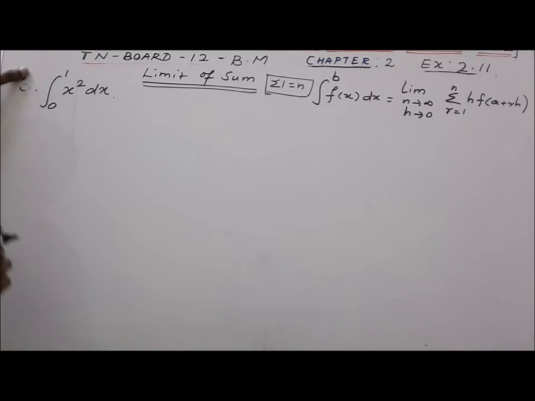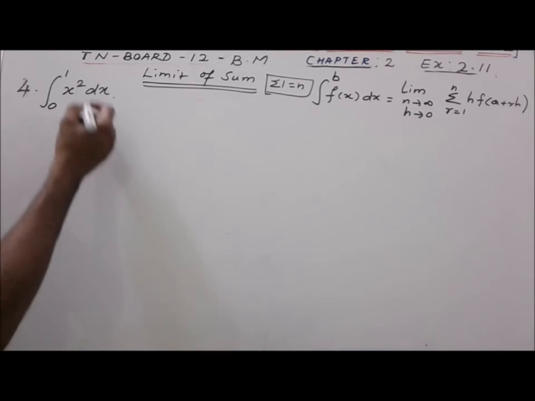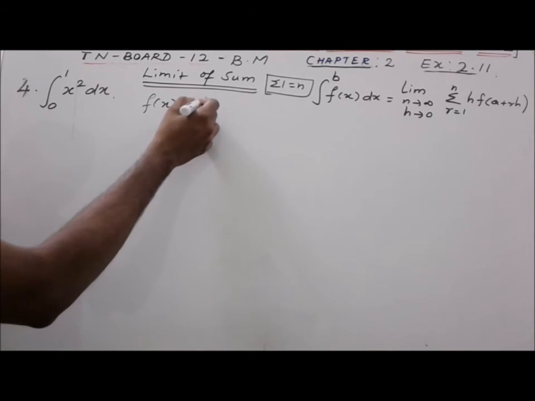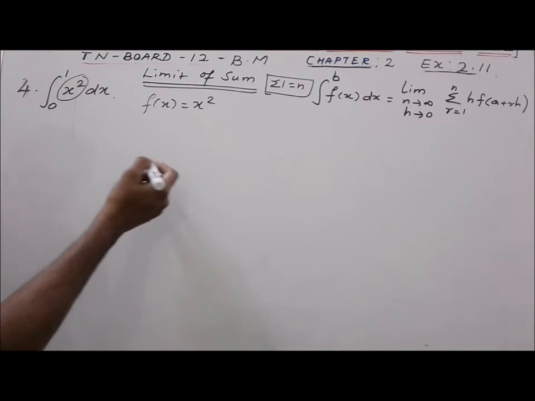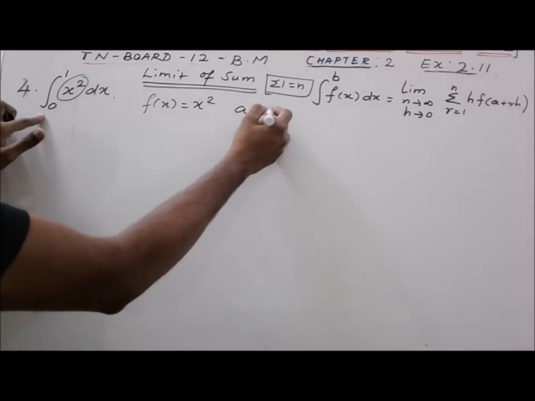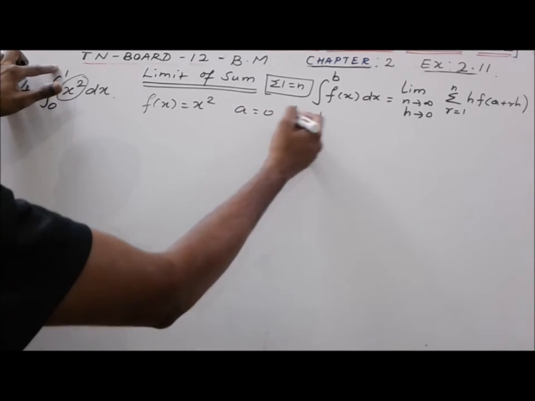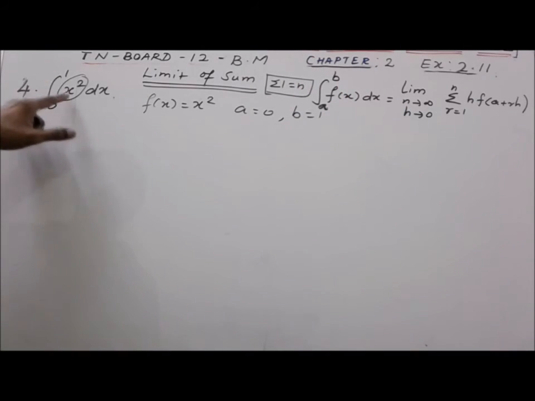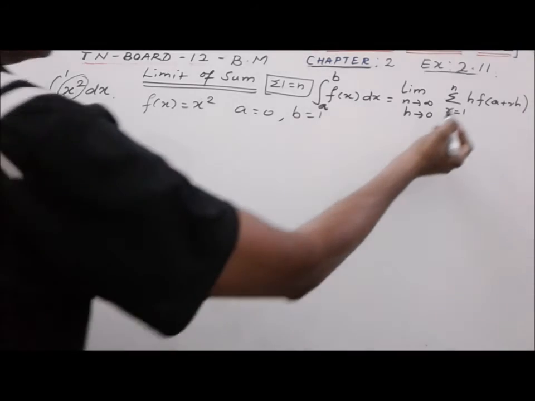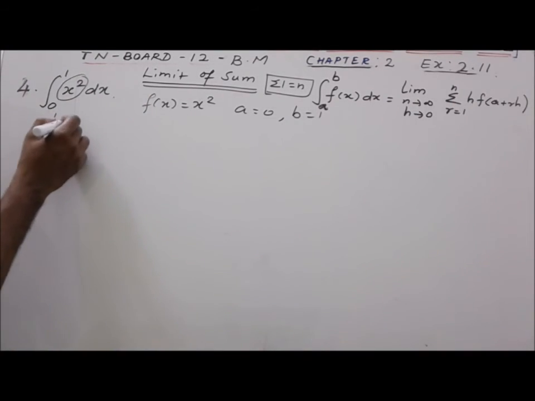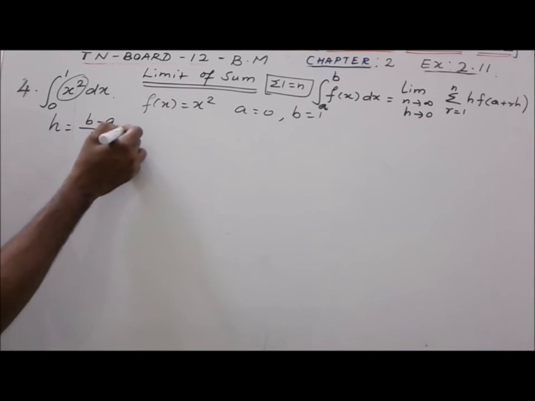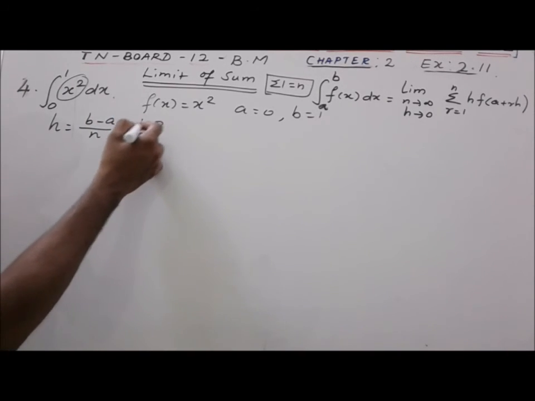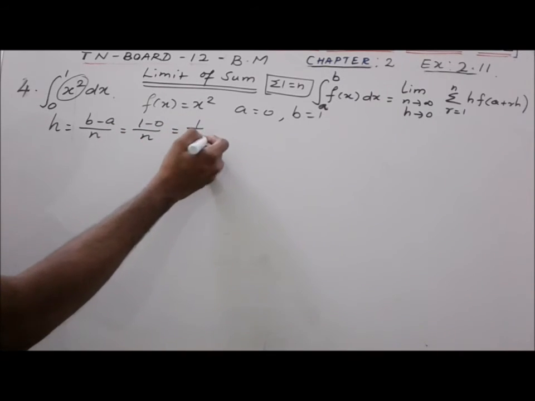Question number 4, integral 0 to 1 x square dx, exercise 2.11. Here f of x is equal to x square. This is the function f of x, and a equal to the lower limit 0 and b equal to the upper limit 1. Integral a to b f of x dx. We need h. To find h we have the formula b minus a by n. So b minus a is 1 minus 0 by n, equal to 1 by n.